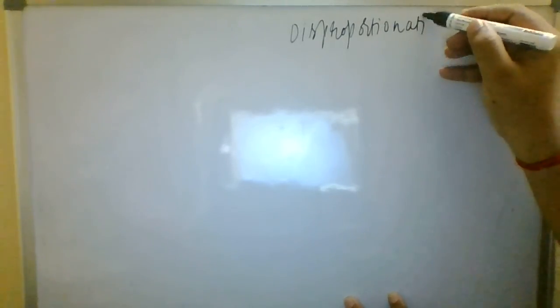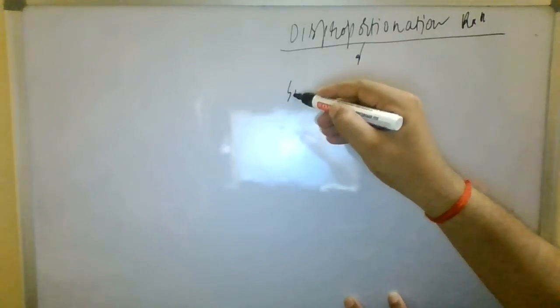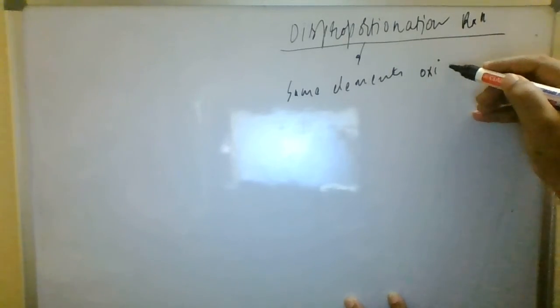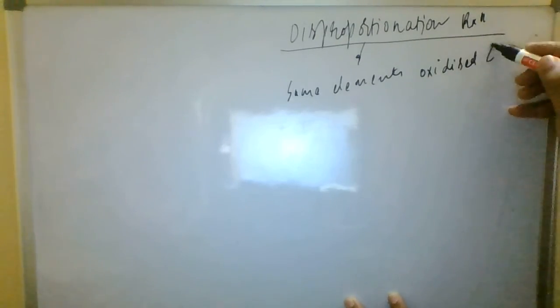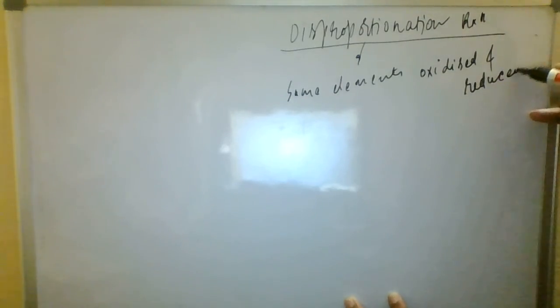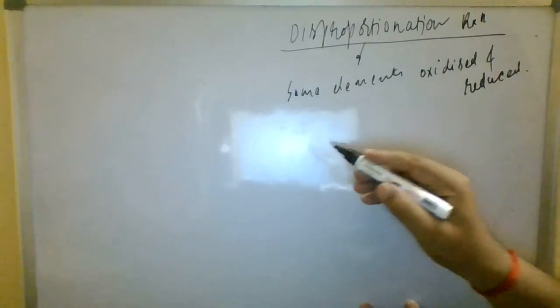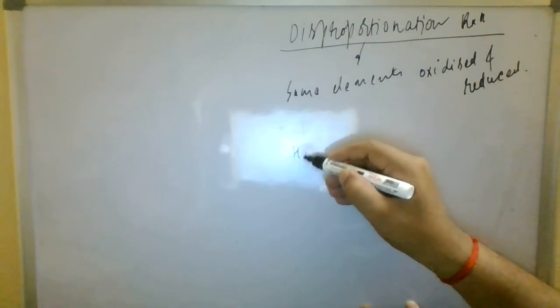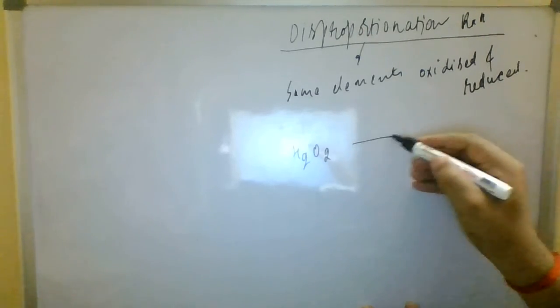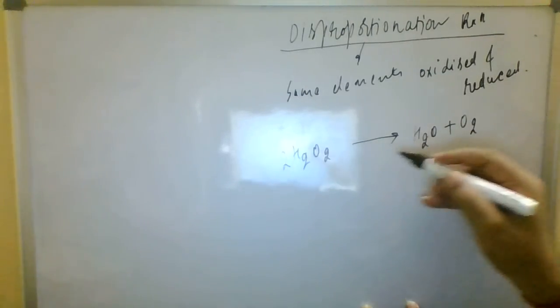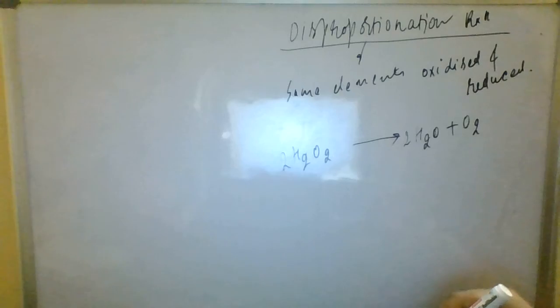Disproportionation reaction: the same element is oxidized and reduced. If the same element is oxidized and reduced, this comes under the disproportionation reaction. Now one example I am taking here. H2O2, when it undergoes disproportionation, gives H2O and O2. Taking two molecules, here it will also become two. Now this is an example of a disproportionation reaction.